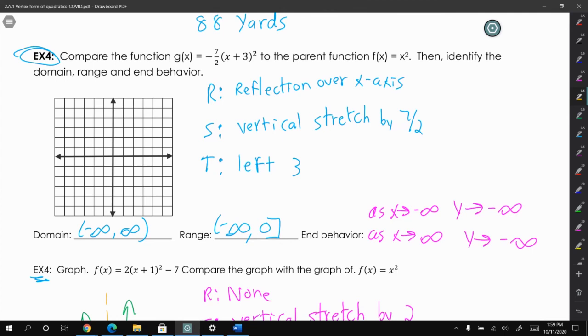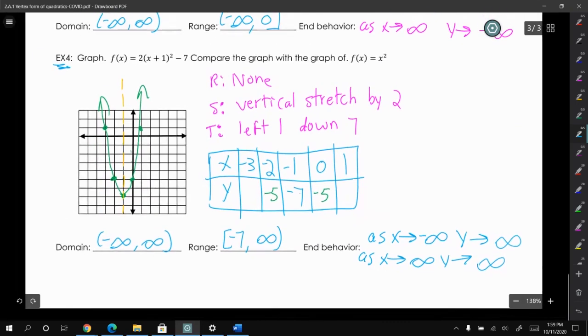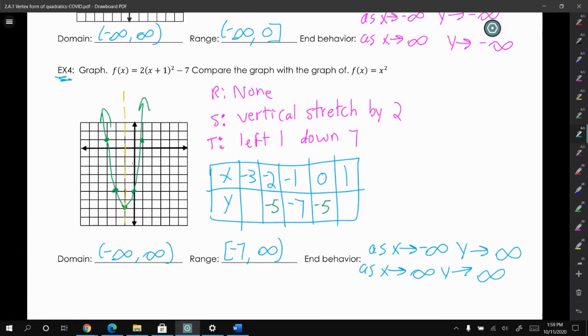All right, here's the answer for example number 4. Notice that it's a vertical stretch by 7/2 because 7/2 is bigger than 1. 7 divided by 2 is 3.5, and that's bigger than 1. So make sure you don't fall for that trap. So those are the answers for that one. And then here is the graph that you had to do. Oh, whoops, I didn't put in the y values here.